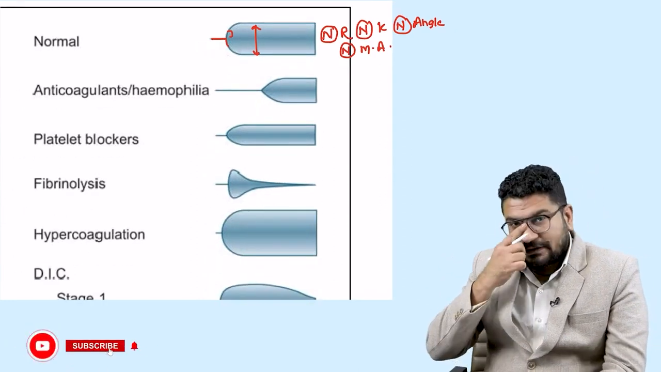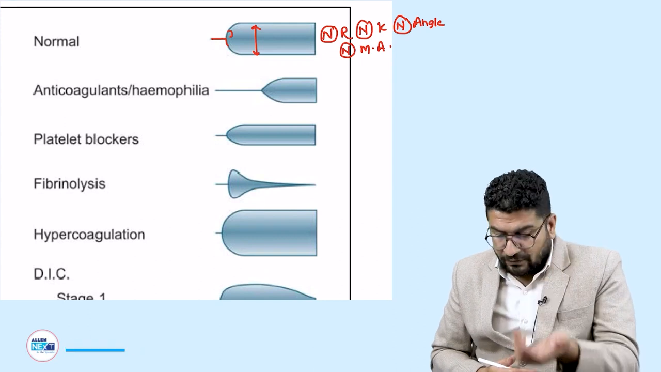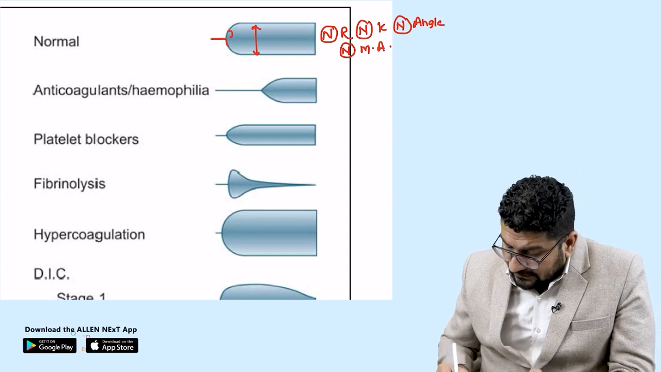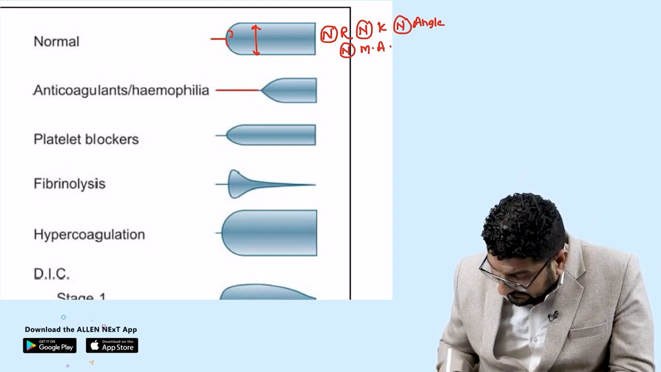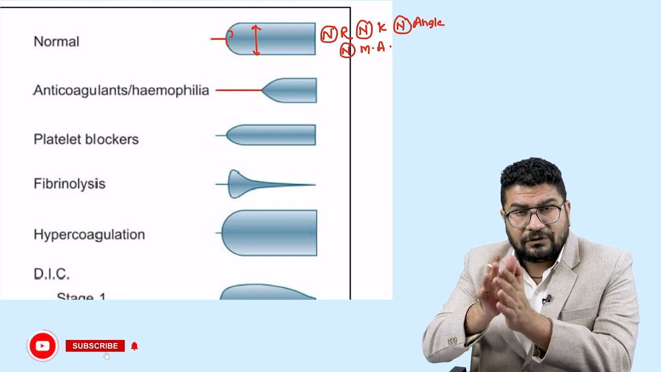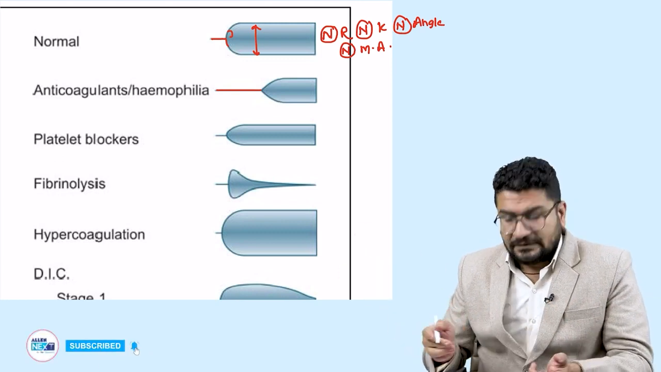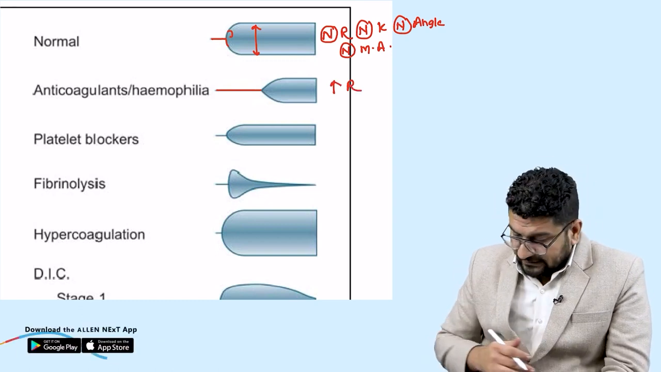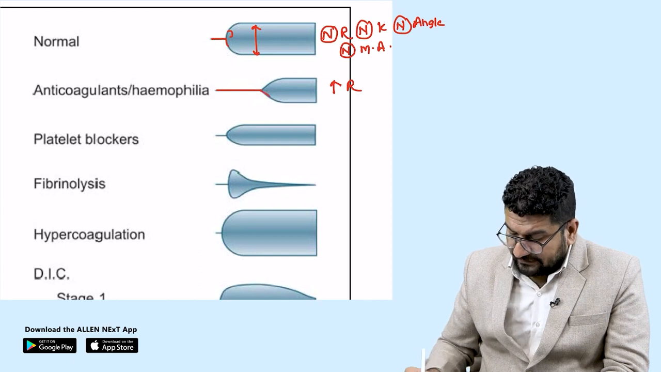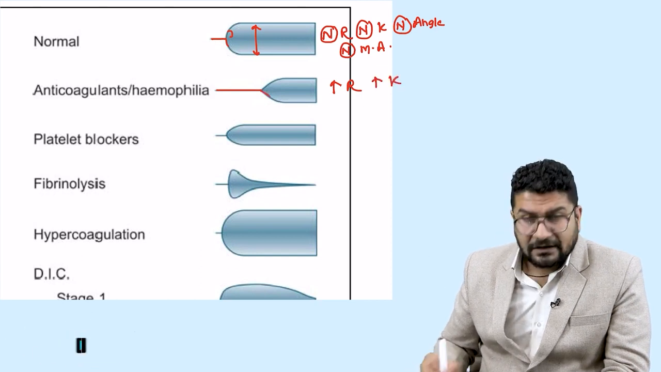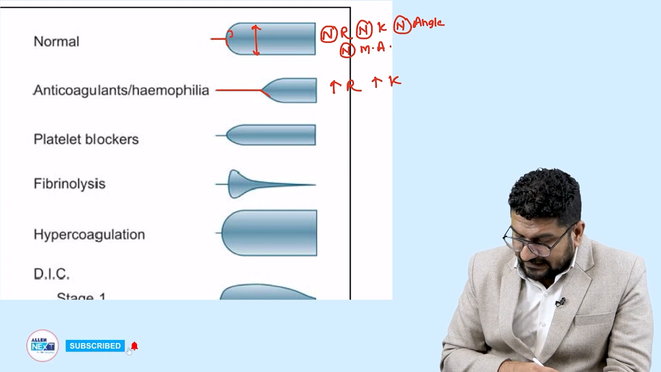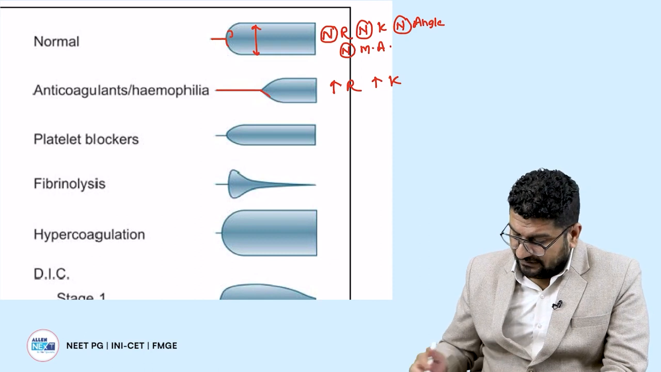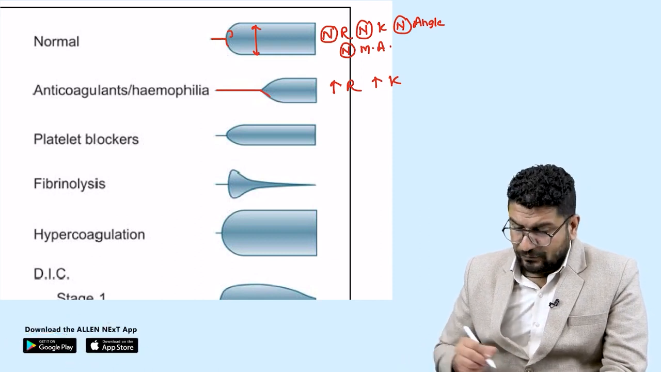Now suppose a person has taken an anticoagulant overdose, warfarin heparin आपने ज़्यादा दे दी, या फिर किसी को clotting factor की deficiency, then what you are noticing, ये R time to initial clot formation, वो time बढ़ जाएगा, clotting factor है नहीं body में. So you can notice there is an increase in R time. R time बढ़ गया, right? Then K time is also increased. R and K both are prolonged.